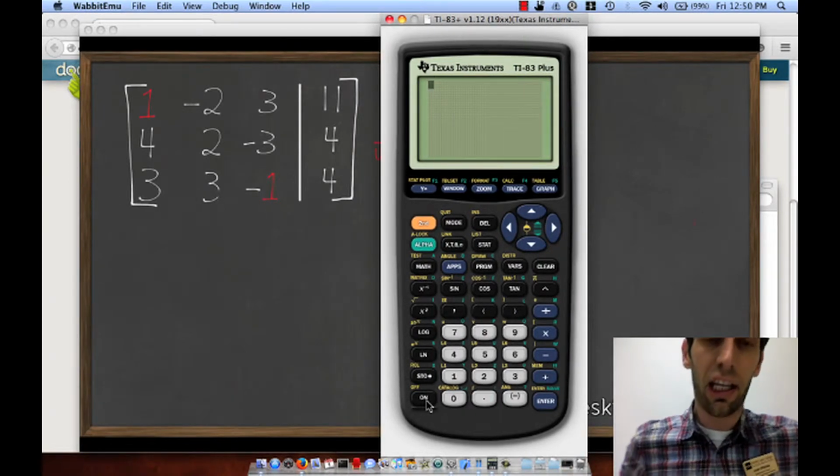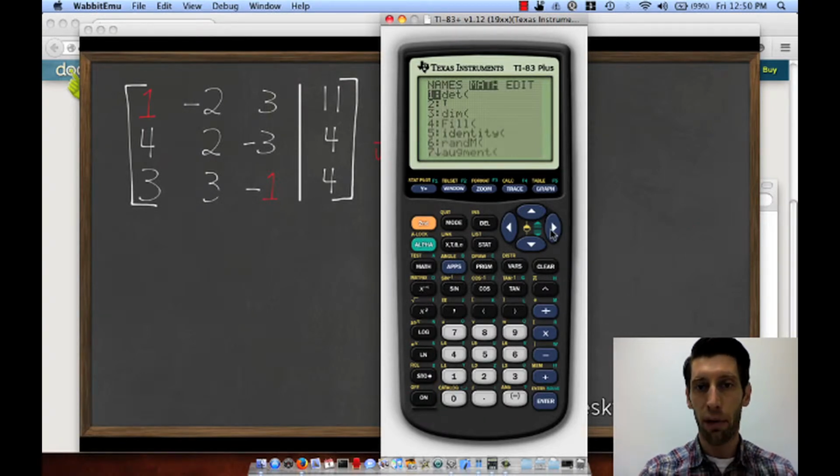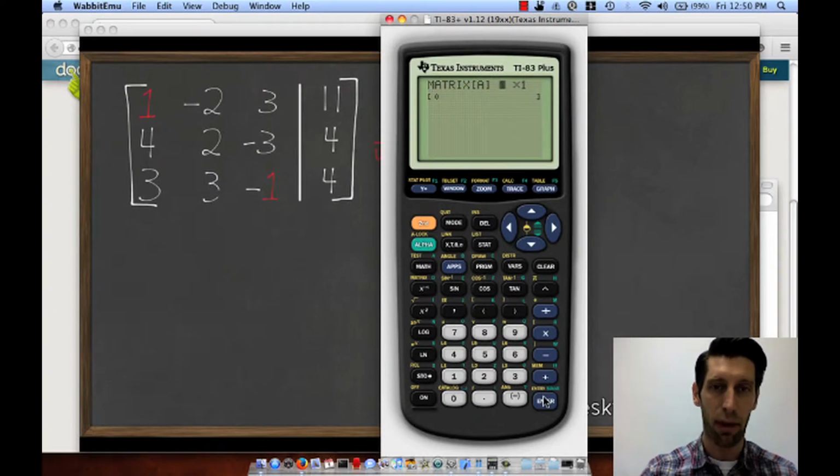So if you get out your TI-83 or TI-84, the first thing I'm going to go into is the matrix menu. If you hit the second button and then this X inverse button, you'll notice that it says matrix right above that. So you should see something that looks like the following. I'm going to scroll over to the edit menu and select my matrix, say A. It doesn't really matter where you put it.